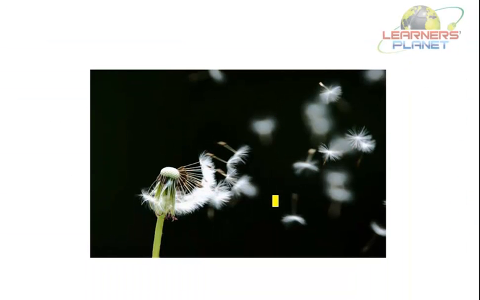Then there are other types too. This is the beautiful picture of dandelion. So students, you can see here some small structures, and these structures are basically the dandelion seeds. So what happens in dandelion seeds?